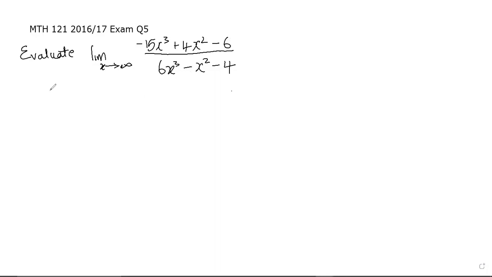Okay. So the question says, evaluate the limit as x approaches infinity of (minus 15x raised to power 3 plus 4x raised to power 2 minus 6), everything divided by (6x raised to power 3 minus x raised to power 2 minus 4). So we are going to do that now. Solution.